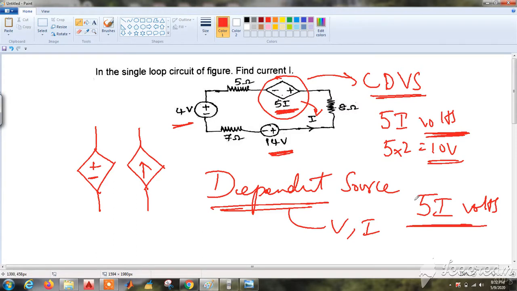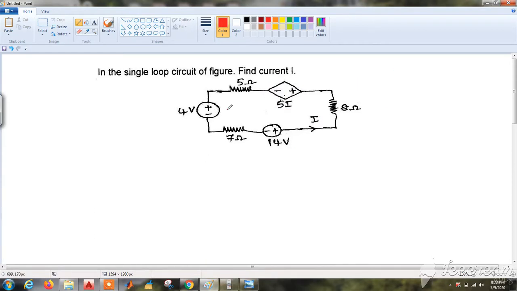Now let's apply KVL and find out the current I. KVL can be taken either in clockwise or anti-clockwise direction. I will take anti-clockwise direction because in the question the direction of current is given in anti-clockwise direction. If you want you can take clockwise direction also, and when you get the result of the current you can simply reverse its sign. If it is plus you can make it minus, and if your answer comes in minus you can make it plus.